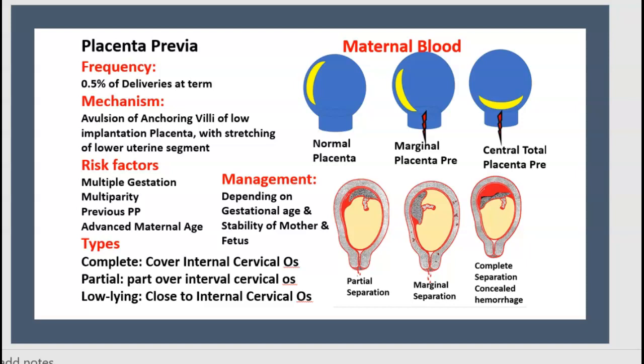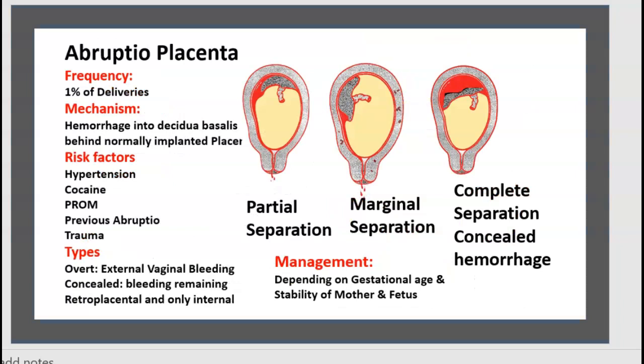Mechanism, avulsion of anchoring villi of the implantation placenta with stretching of the lower uterine segment. Risk factors, multiple gestation, multiparity, previous placenta previa, and advanced maternal age. Type 3: complete, covering the internal cervical os; partial, part over the internal cervical os; and low-lying, close to the internal cervical os. How to differentiate from Abruptio Placenta?